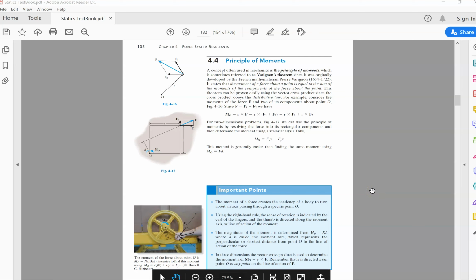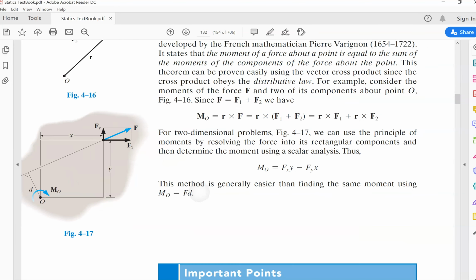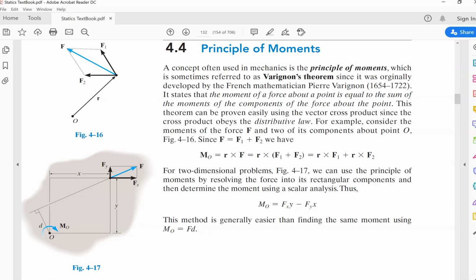Welcome to subchapter 4.4, which is principle of moments. If you see, what I've explained earlier, I'm just repeating. Principle of moments. We have moment, which is equivalent to R cross F. There are two ways to do it. Number one, let's just read here.